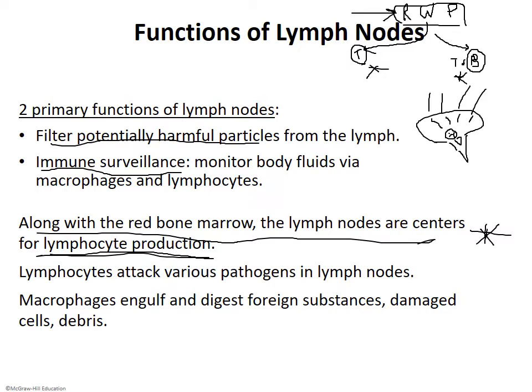All blood cells are birthed in red bone marrow. I can make clones of the lymphocytes, T and B cells, in the lymph node. Lymphocytes attack various pathogens in the lymph nodes. It says various, but they are looking for specific ones that they are tuned into. Macrophages engulf and digest foreign substances and their damaged cell debris. They're just getting rid of anything. They're like little bulldozers.